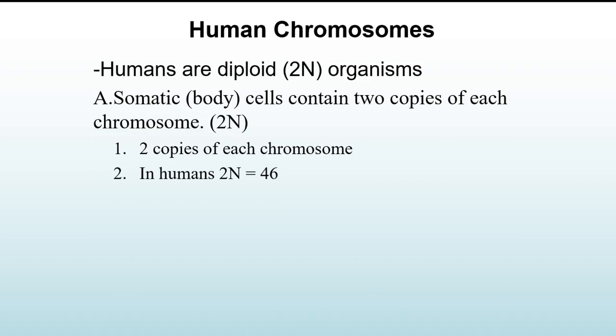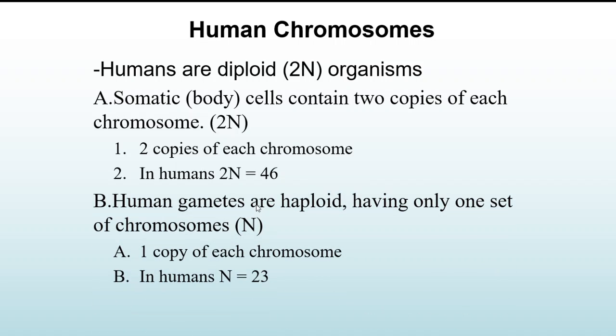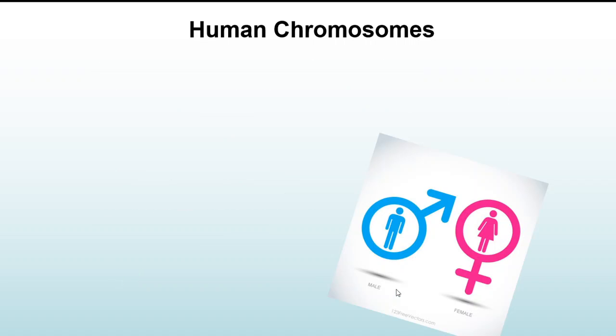Somatic body cells, we just talked about, have 2 copies of each chromosome. And so in humans, we call it 2N, or 46. And human gametes are haploid, or having only 1 set of chromosomes. N, so 1 copy. So gametes are haploid and have 1 copy, which are 23 chromosomes. And then somatic cells actually have 46 chromosomes, basically 2 copies of each chromosome.